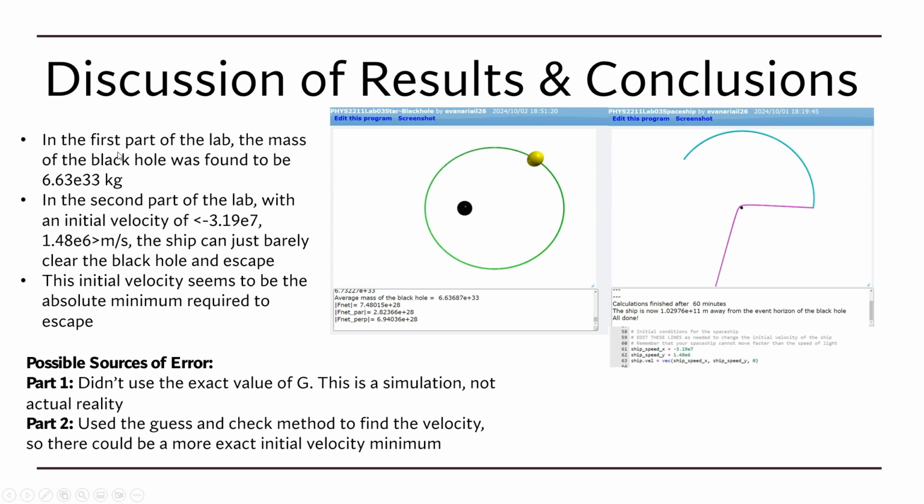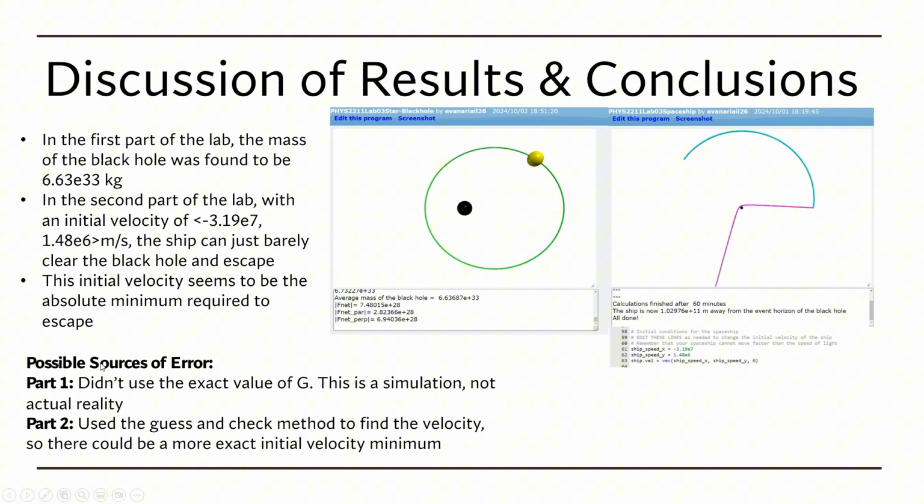So our results: in the first part of the lab, our black hole mass was found to be 6.63 times 10 to the 33rd kilogram. And in the second part, the velocity was negative 3.19 times 10 to the 7th by 1.48 times 10 to the 6th meters per second. With this velocity, the ship can just barely escape the black hole. As you can see here by this pink line, it's very close to that black hole. This was about the absolute minimum that I could find by my guess and check method.